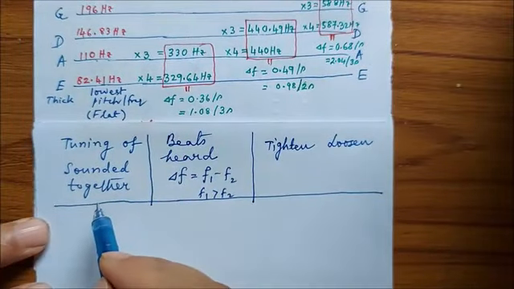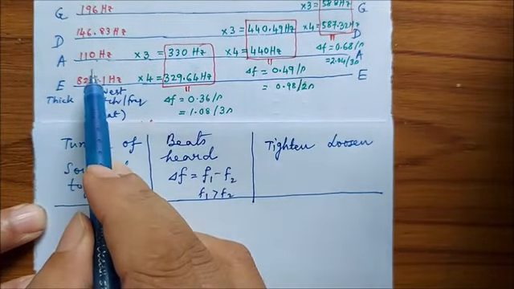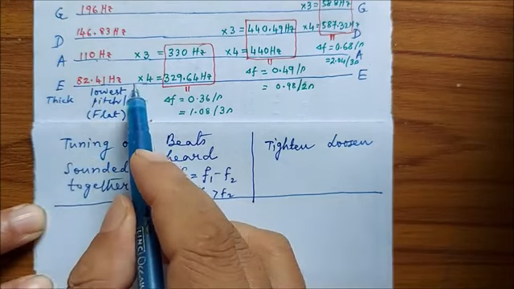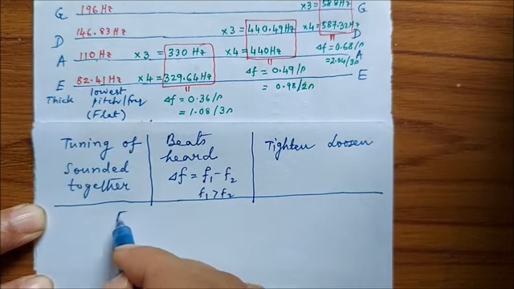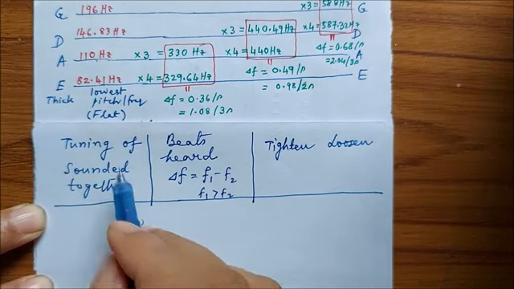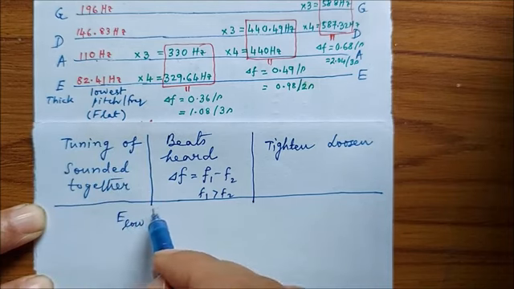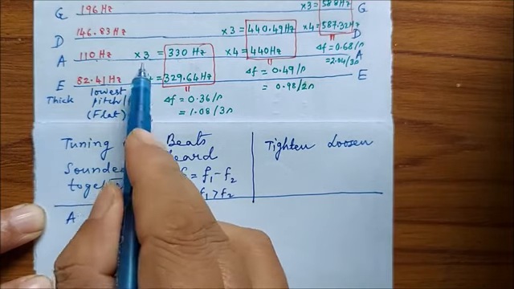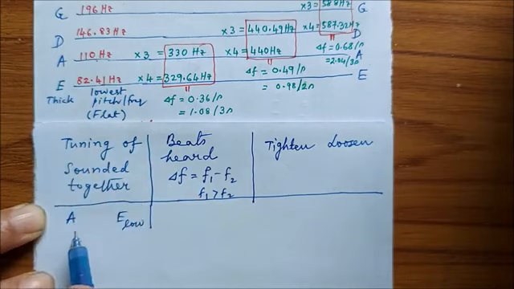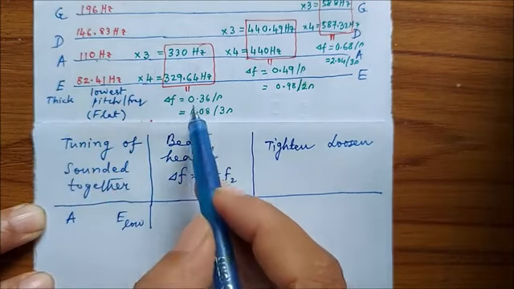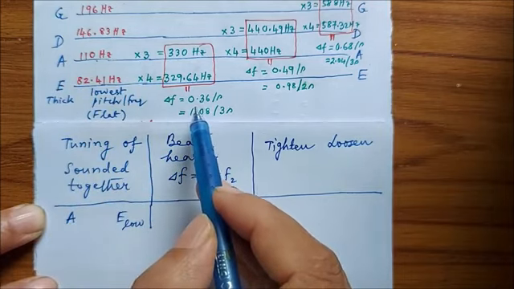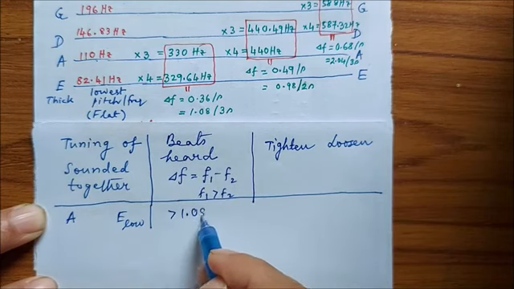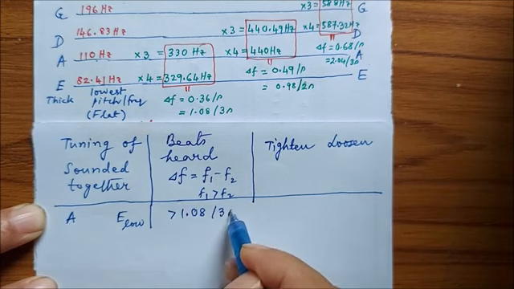Let us start our experiment by trying to tune the strings E low and A. So the fourth harmonic is generated in E. This E has lower frequency, so we write E low, and the third harmonic of A is sounded together, as a result of which some beats are heard, which suppose is greater than 1 per 3 seconds.